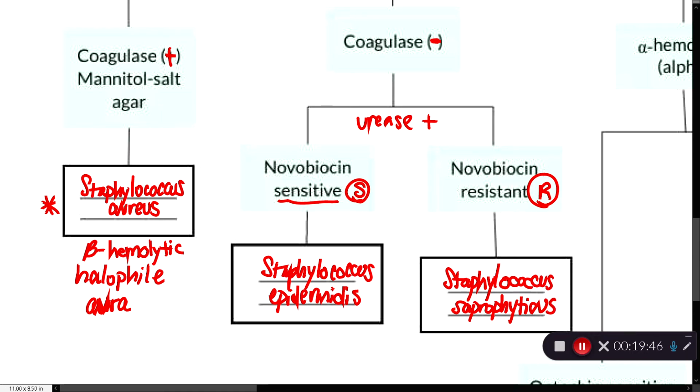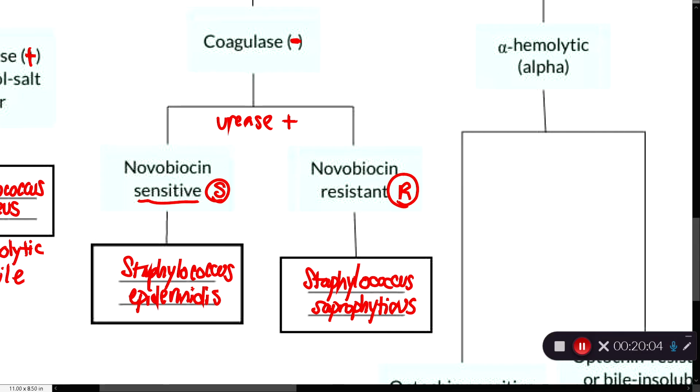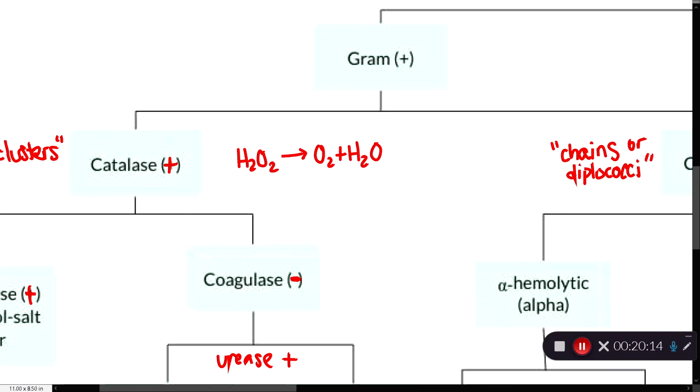Okay. Number 2. Can you remember the number 1 cause of UTI? Give you a second to think about it. And hopefully you thought of E. coli. So number 1, E. coli. Number 2, Staph sapro. So that takes care of our staphylococci.